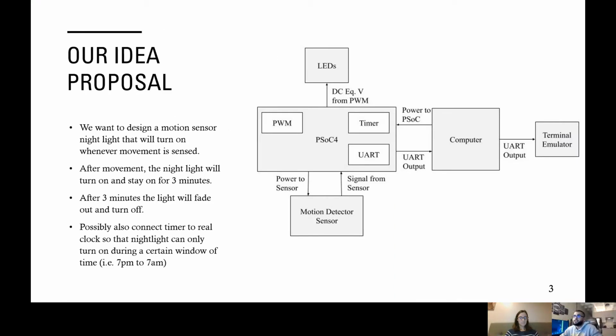Our idea proposal is that we want to design a motion sensored night light that will turn on only when movement is detected. After movement, the night light will turn on and stay on for about 3 minutes. And after about 3 minutes, the night light will slowly fade out and completely turn off. One of the ideas that we kicked around during the project design was possibly having a certain window that the night light would operate, possibly like 7 p.m. to 7 a.m.